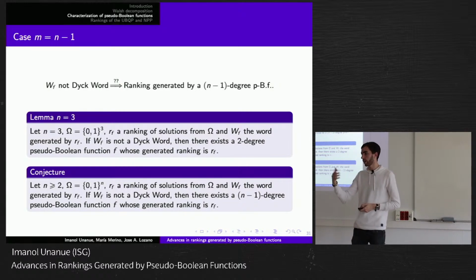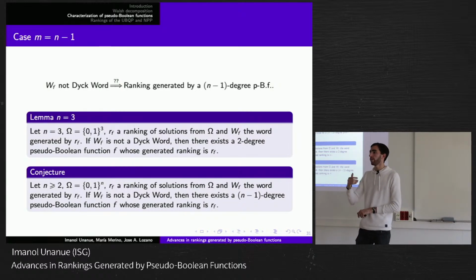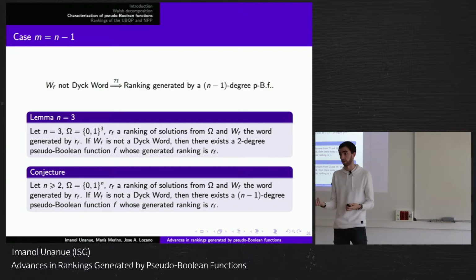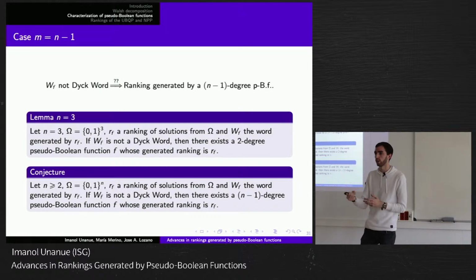Remember that, for example, if we are talking about n equals 4, the number of possible permutations is 2 to the power of 4 factorial, which is 16 factorial, which is 20 trillions of rankings. That's the reason why we cannot check it exhaustively. But for the case n equals 3, yes.